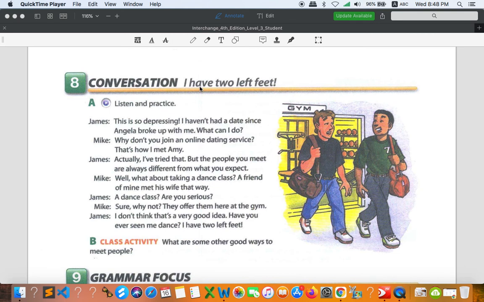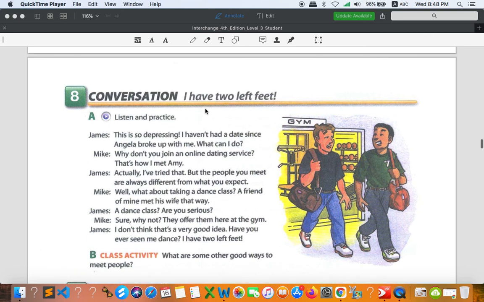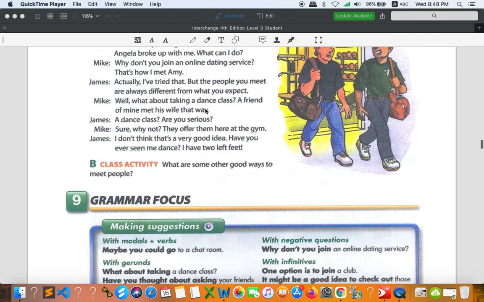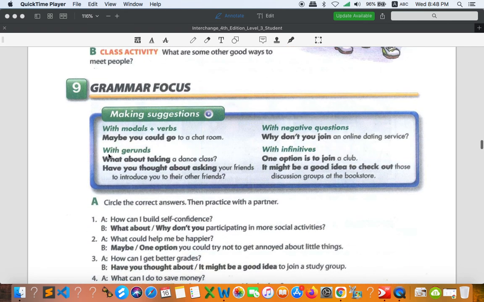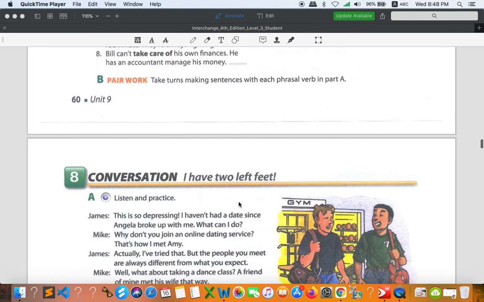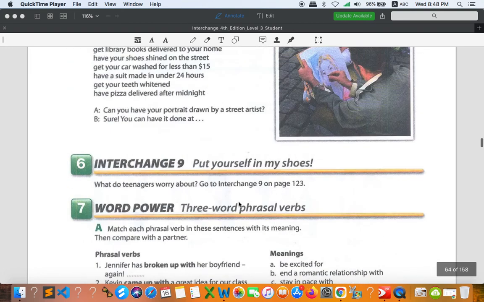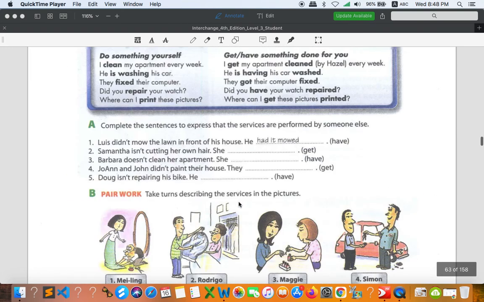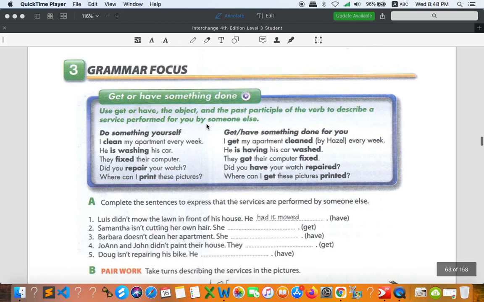All right, so I think that's it for today, everyone, and tomorrow I will cover the next grammar point, which is about making suggestions. But if you have any question about phrasal verbs right here, or causative verbs, which is about get or have, you can leave me a question in our Telegram group chat.